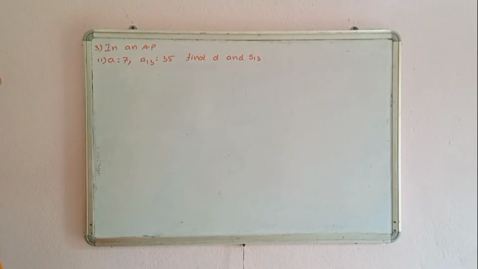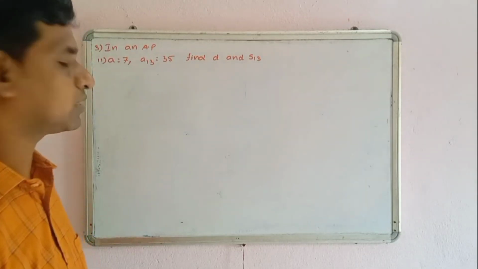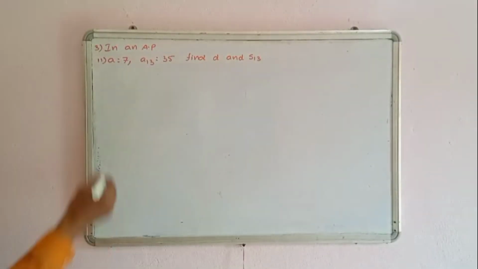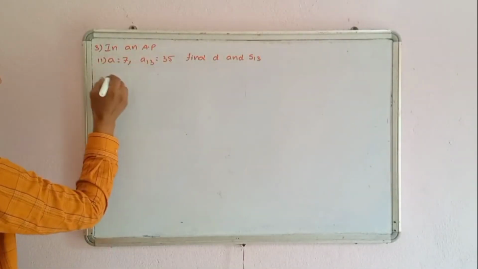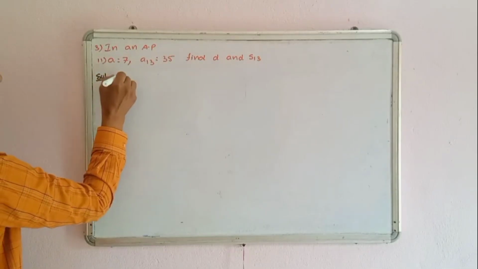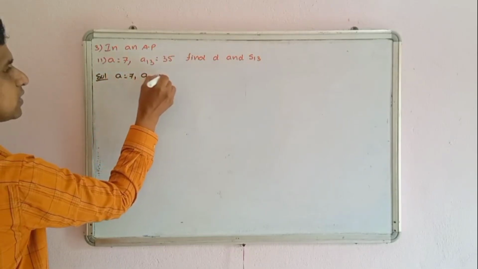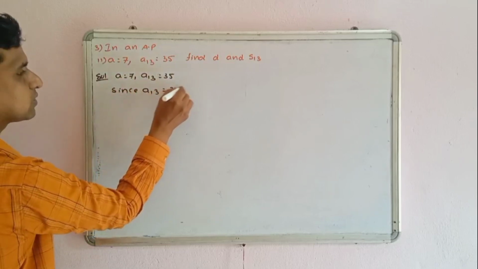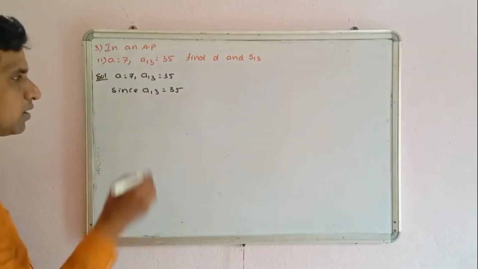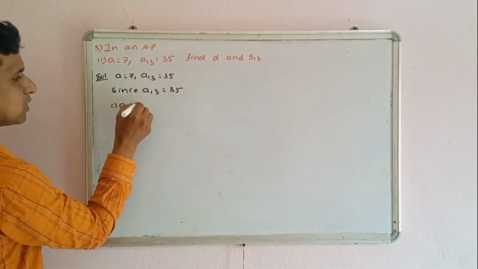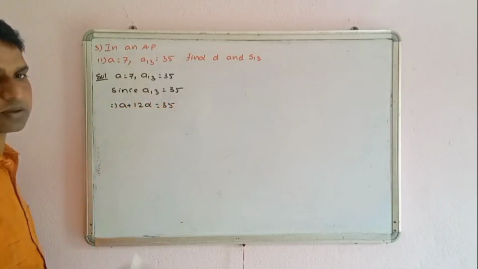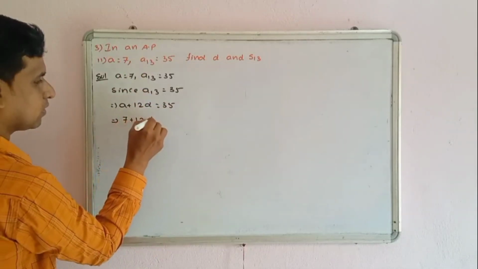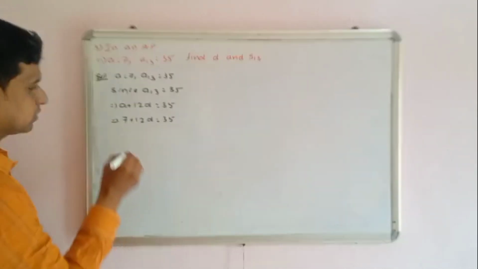Second one. A equals 7, A13 equals 35. Find D and S13. Given A equals 7 and A13 equals 35. What is the A13 formula? A13 formula is A plus 12D. A plus 12D equals 35. So A value 7 plus 12D equals 35.